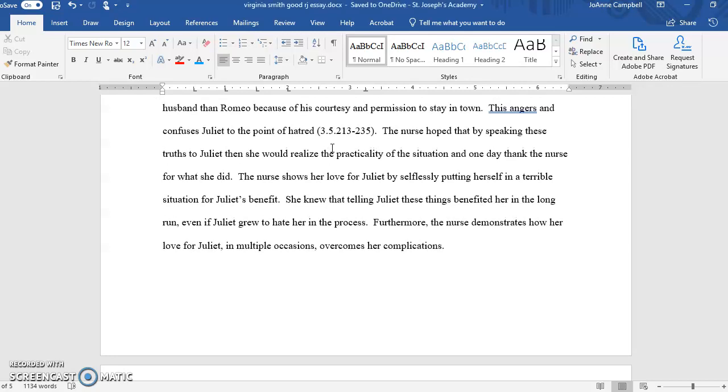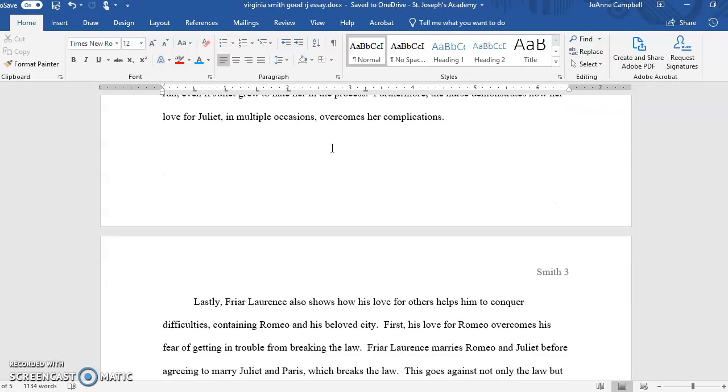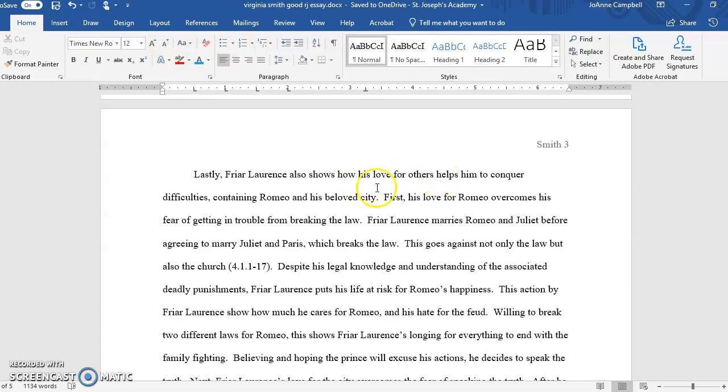Also, if you notice, she does have a few unclear pronoun references and words that you shouldn't use, like the word "thing." But she has not used any be verbs. So: is, are, was, were, be, being, been. She's gotten rid of all of those. It's all present tense. So Friar Lawrence shows his love. First, his love for Romeo overcomes his fear. So again, it's all present tense.